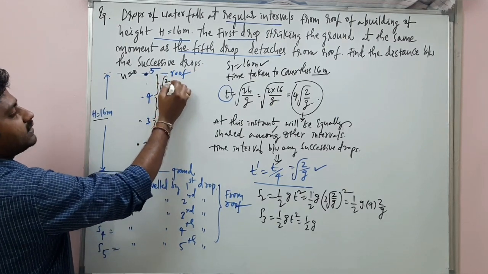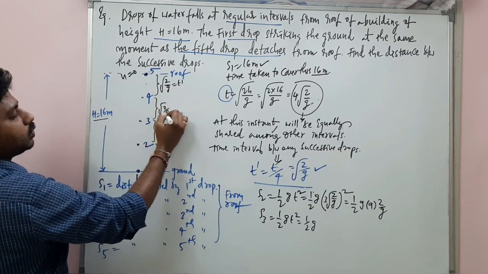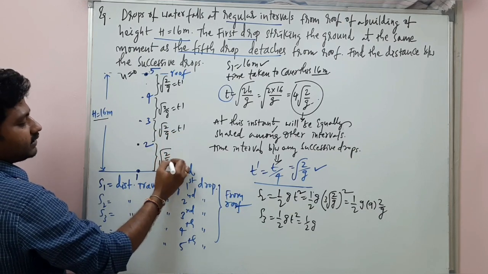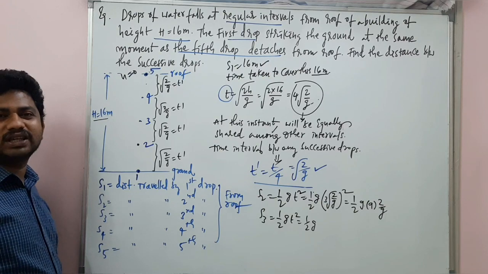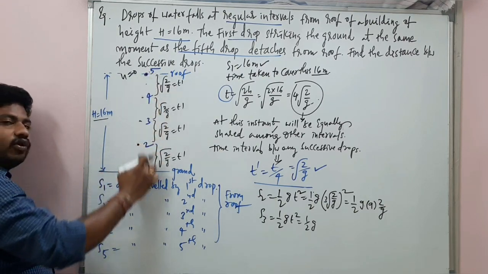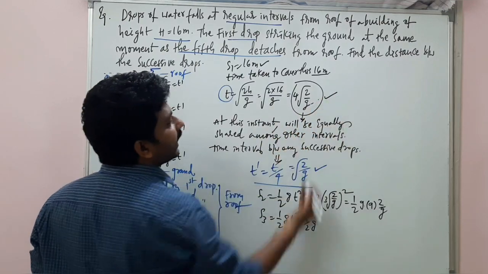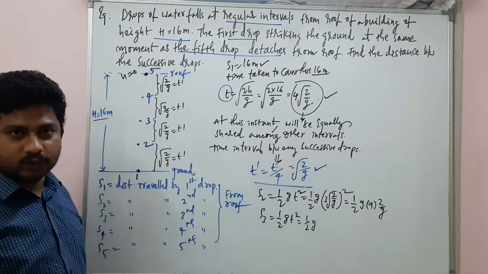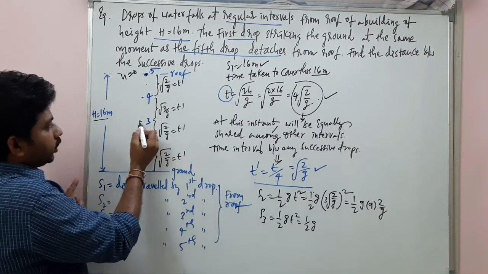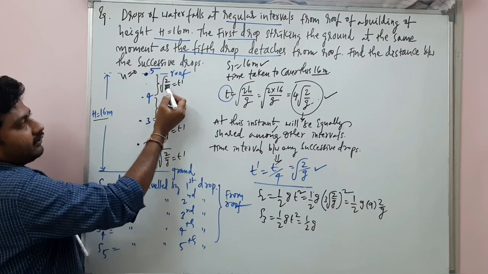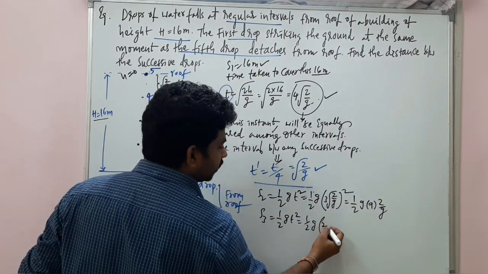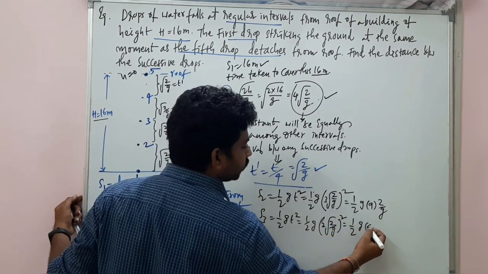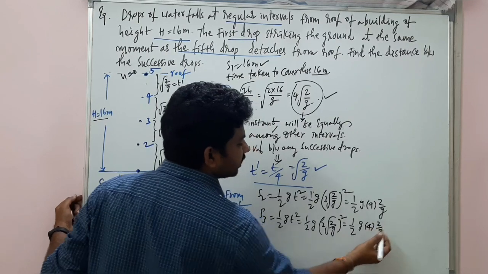This interval is root 2 by g, which is t dash, and another t dash is root 2 by g, and this is also root 2 by g, which is t dash. And the total time is how much here? From here to here, 4 into root 2 by g. That is the time each and every droplet will take to reach the ground. And the third drop, to reach from here to here, should cover 2 times root 2 by g. So this is 2 times root 2 by g whole square, my dear children. Half into g into 2 square is 4 into 2 by g.